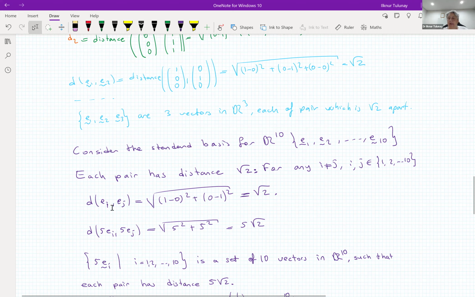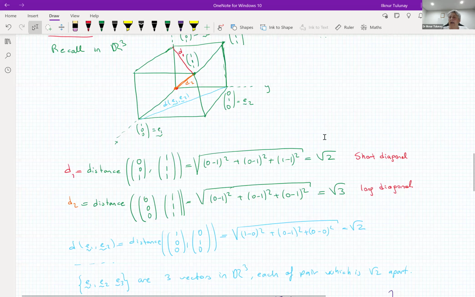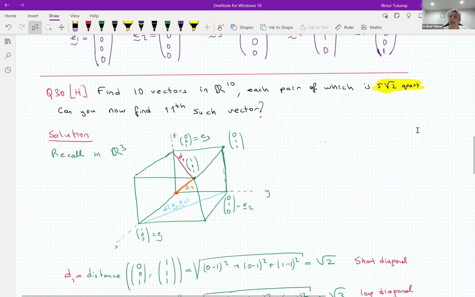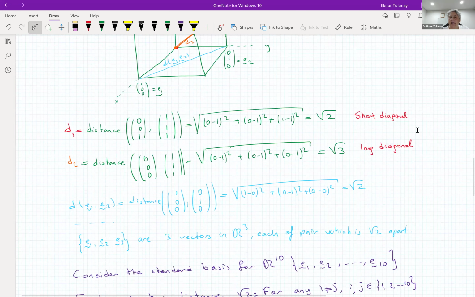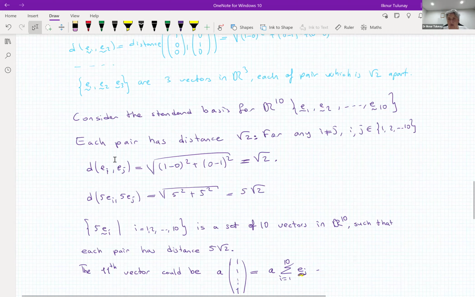Now, this is just a guess, because the question asks me to find vectors where each pair has distance 5 root 2. With my experience, I realize that if I have 2 standard basis elements in any dimension of the real vector spaces, I will always have the distance root 2.